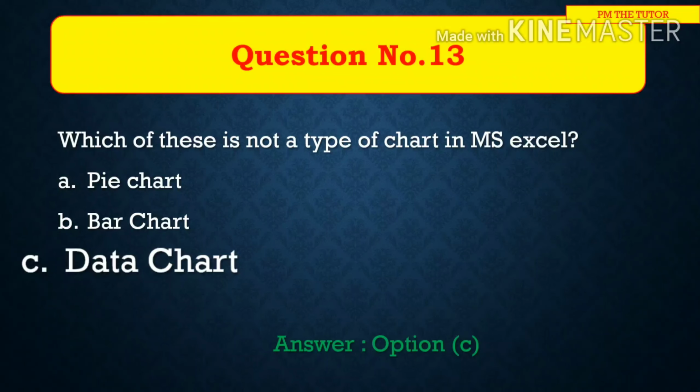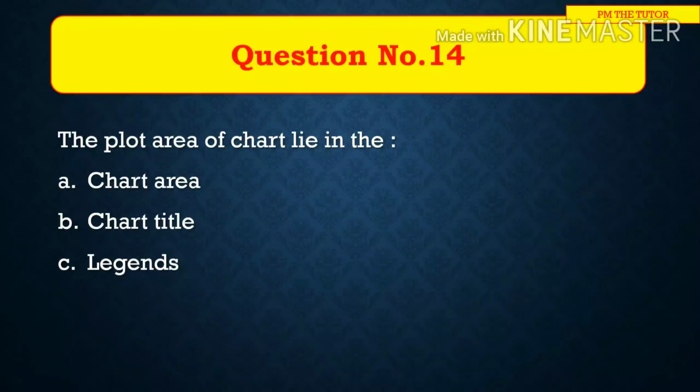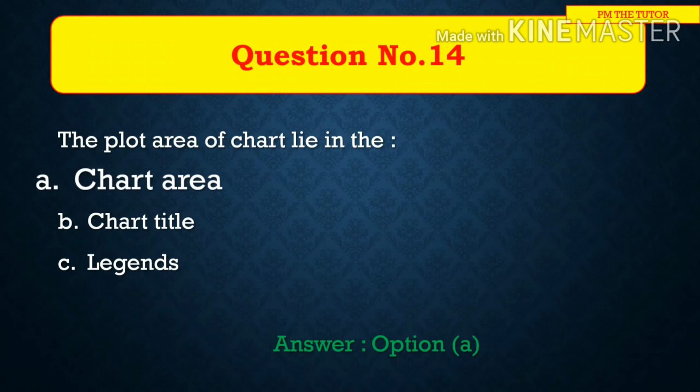Next question, question number 14. The plot area of a chart lies in the. Options are chart area, chart title or legends. Right option is option A, that is chart area.